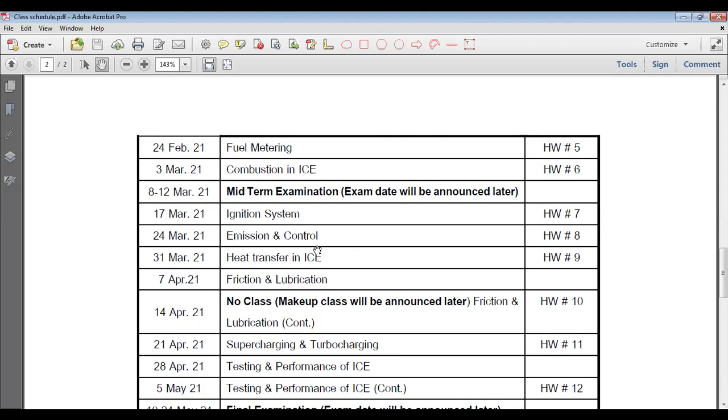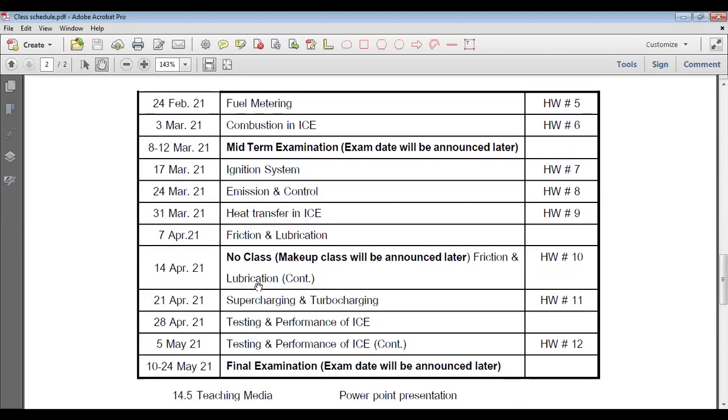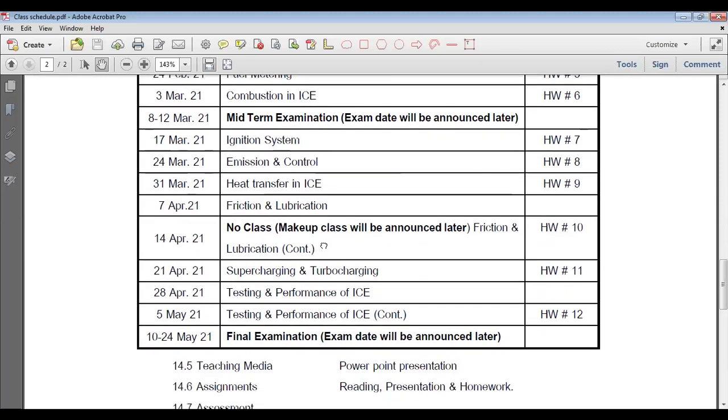And because there's a lot of movement inside our engines, we have to talk about friction and lubrication. Unfortunately, 14 April is a holiday, so we will announce the backup class later on. I looked through my schedule and it's very tight. It may be on Saturday or it may be in the evening. Let's see what we can do on this makeup class later on.